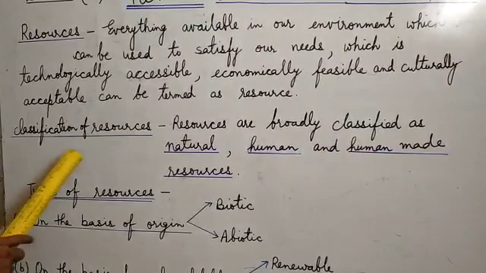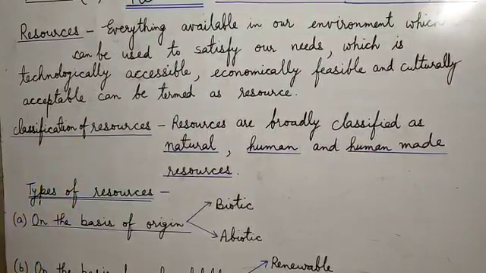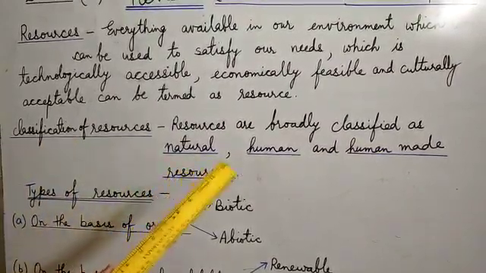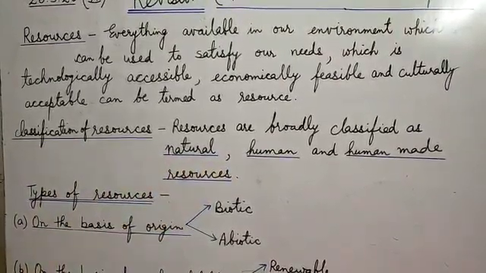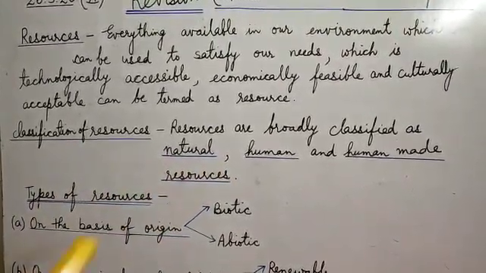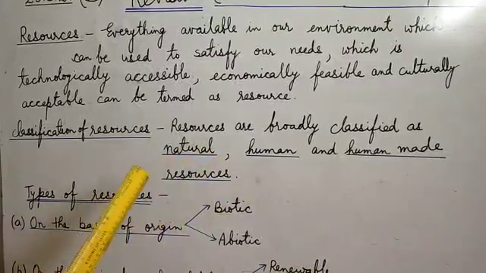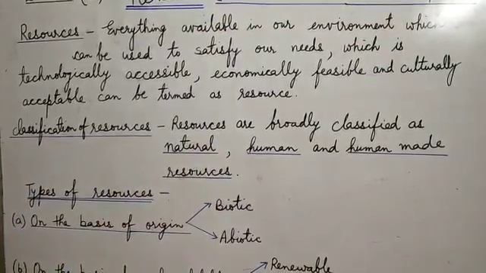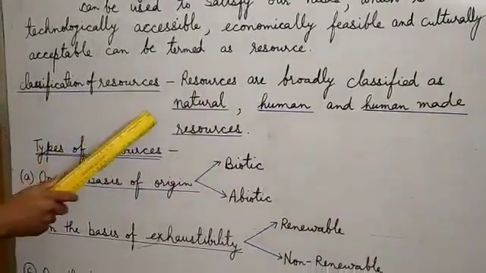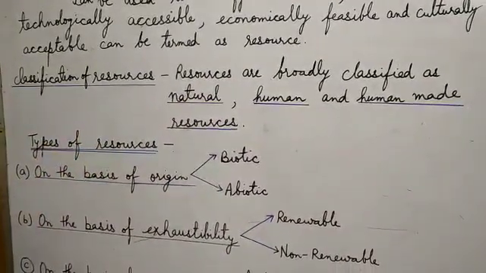Now, what are the types of classification of resources? Resources are broadly classified into natural, human and human-made resources. Then we have the types of resources, how natural resources are classified.